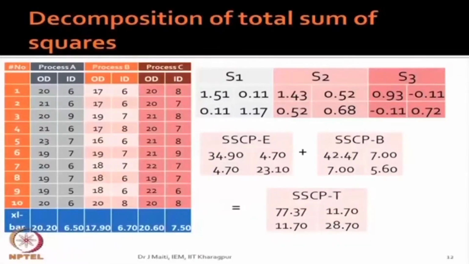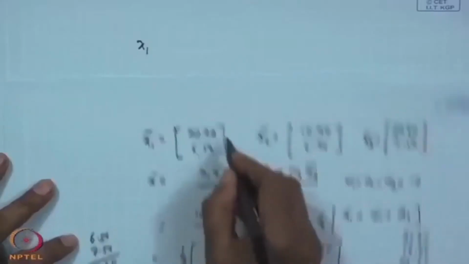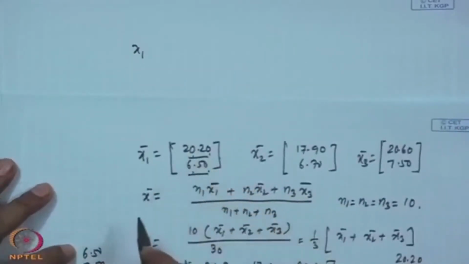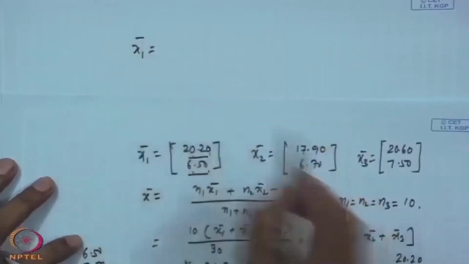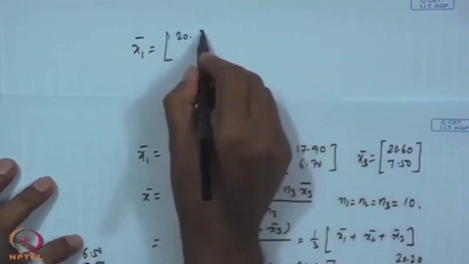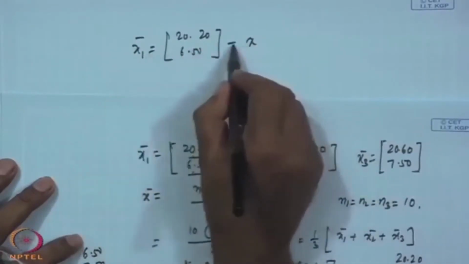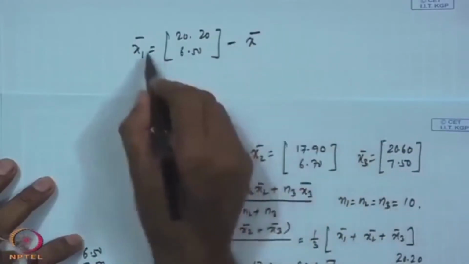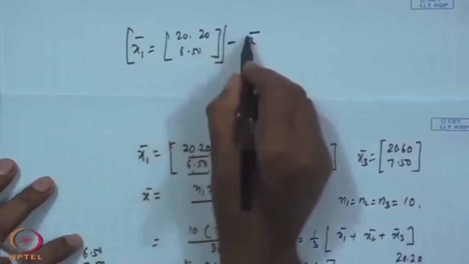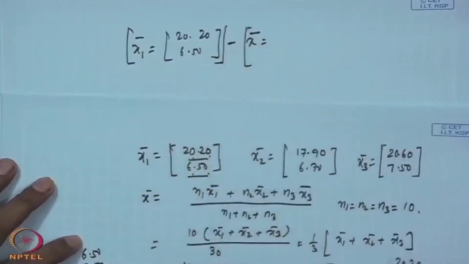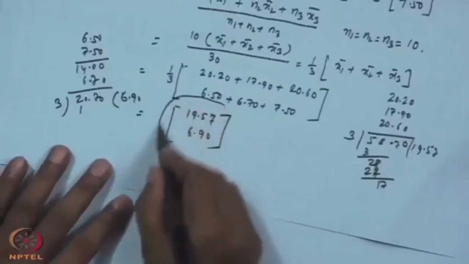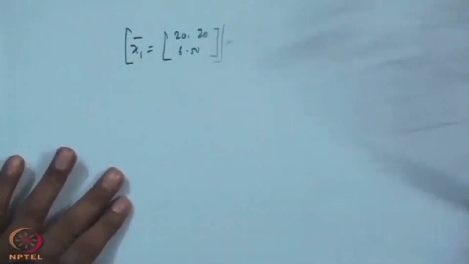Now, if you see what is our x1 bar, here you see x1 bar is 20.20 and 6.50, minus x bar. So, I can say that x bar value is this 19.57.